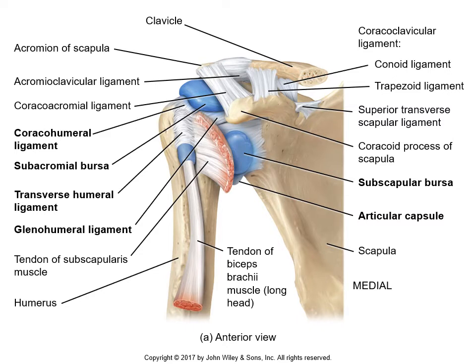Let's see if I can erase these things. There we go. So some of the ligaments: the trapezoid ligament and the conoid ligament. If somebody has a shoulder separation, what that means is they've actually separated their AC joint, their acromioclavicular joint. That's where the clavicle and the acromion process unite, and the joint that they form is the acromioclavicular joint.